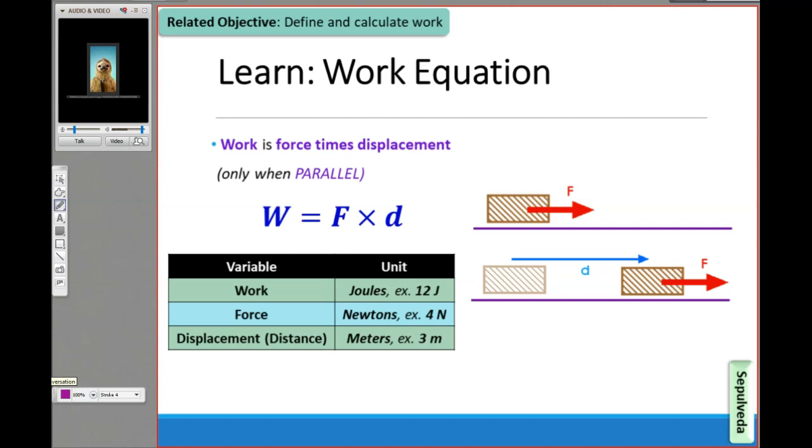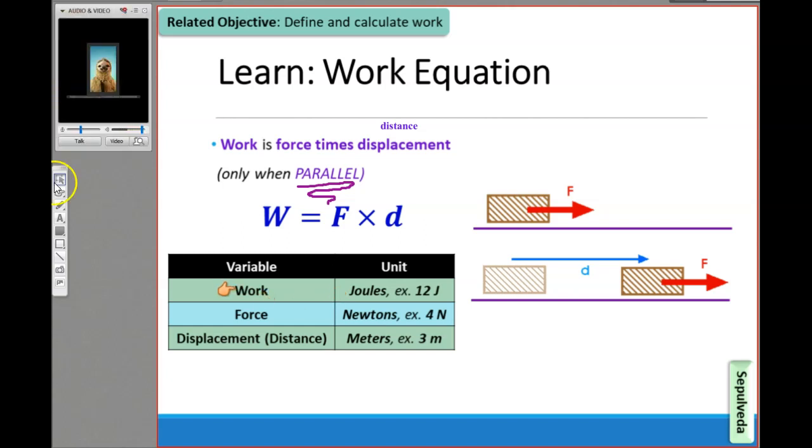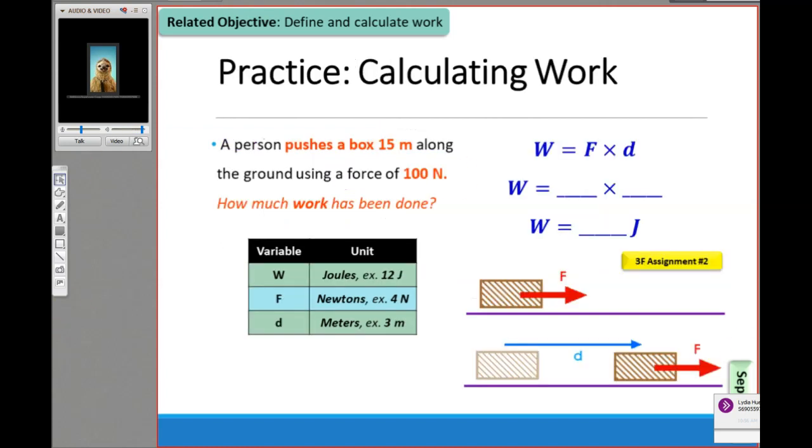So let's go ahead and review this equation here. We're saying work equals force times displacement. Now, in order to understand what we're talking about, here are our units. Units will always help you with your equation, okay? So if it says joules afterwards, then obviously we're talking about work. If it says newtons after it, then we're talking about force. And if it says meters after it, we're talking about displacement or distance, okay? So with that being said, we're going to put this to work with a practice problem.